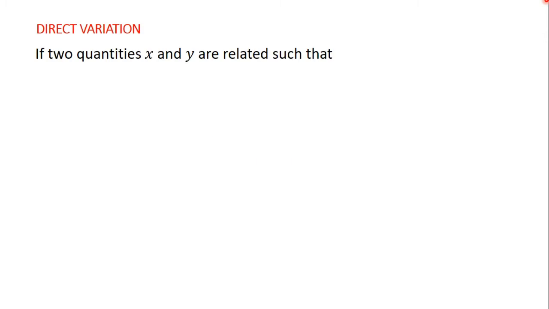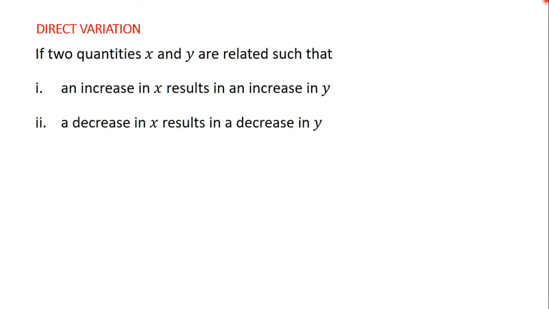Direct variation. If two quantities x and y are related such that an increase in x results in an increase in y, and a decrease in x results in a decrease in y, then x is said to vary directly as y. So what this statement means is that if these two quantities x and y are connected such that an increase in x will cause an increase in y, and a decrease in x will also cause a decrease in y, then x varies directly as y.